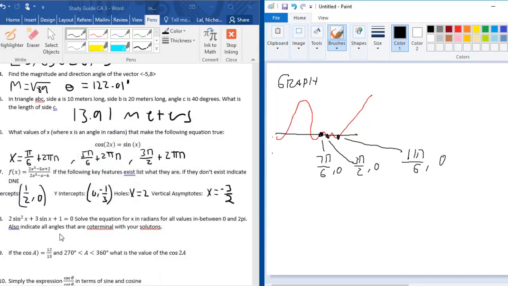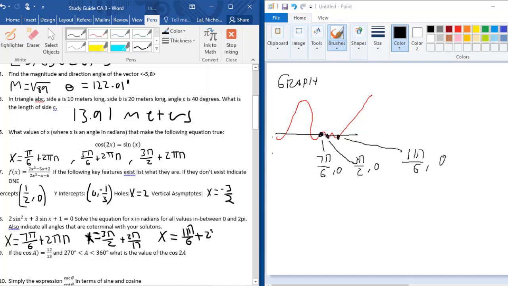So here, x is equal, and once again, these values, all coterminal values included here. So what do we actually write for my answer? That would be x is equal to 7 pi over 6 plus 2 pi n, and then x is equal to 3 pi over 2 plus 2 pi n, and then x is equal to 11 pi over 6 plus 2 pi n.